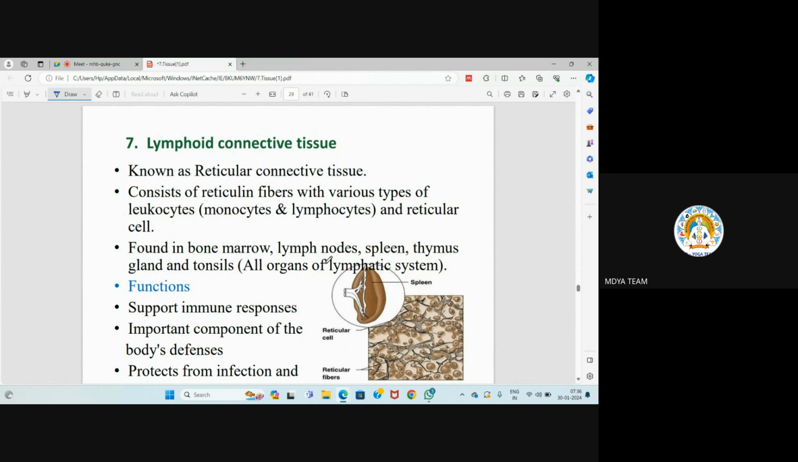So these are the types of white blood cell. Generally there are 5 types of white blood cells, and monocytes and lymphocytes are among those 5. So they are together known as leukocytes. White blood cells are known as leukocytes.